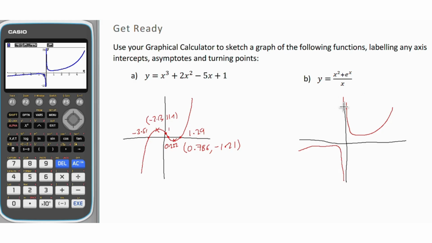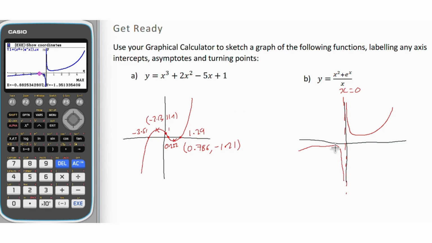There is an asymptote going through here at x equals 0. We can see quite clearly the vertical asymptote there, which is when the denominator is equal to 0. There could also be some other asymptotes going on here, but there's no horizontal ones that we can see.